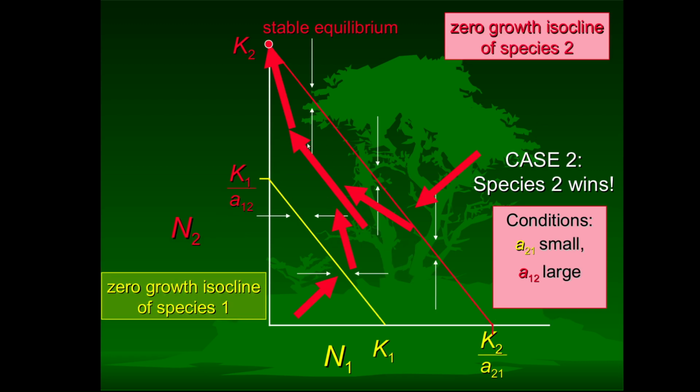In case two, the red isocline, two's isocline, is above the yellow isocline, which is one's isocline. So in this case, no matter where you are in this diagram, the two populations move to this point right here where there's none of species one left and species two is at its carrying capacity. And this is a stable equilibrium. This occurs because the competition coefficient of species one is small and the competition coefficient of species two is large. Species two is a better competitor.